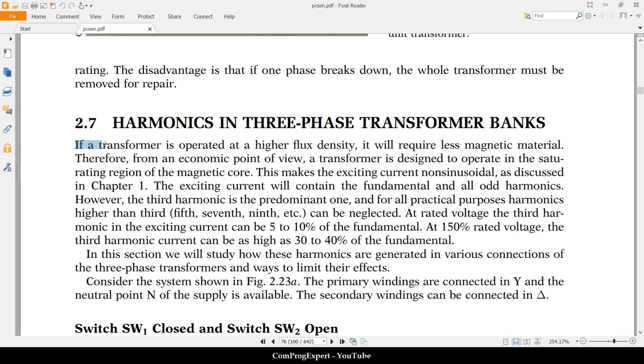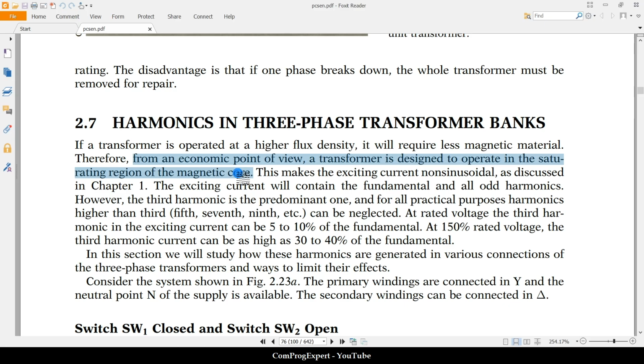If a transformer is operated at a higher flux density, it will require less magnetic material. Therefore, from an economic point of view, a transformer is designed to operate in the saturating region of the magnetic core. You remember the HB curve of the magnetic materials we discussed in chapter 1.